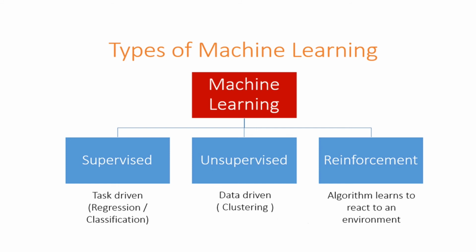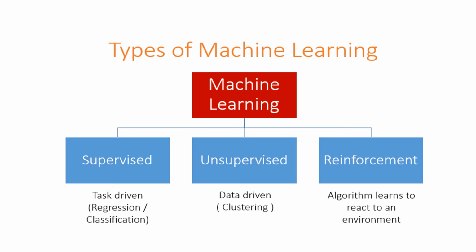So in supervised, we call it classification, whereas in unsupervised, we don't use the term classification, we use the term clustering. The other technique, which is totally different from supervised and unsupervised, is reinforcement learning.